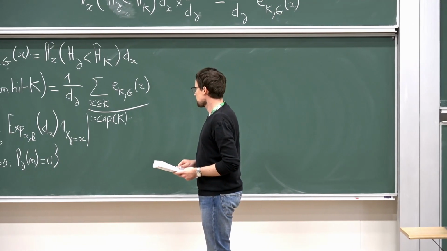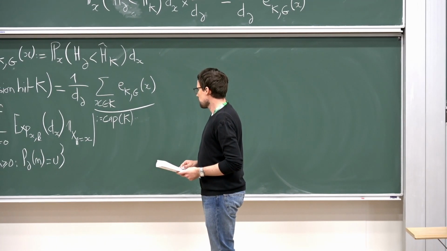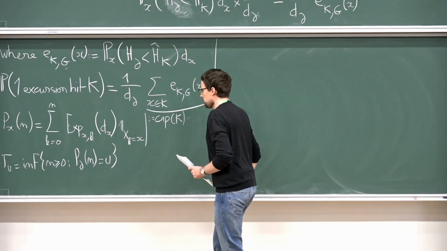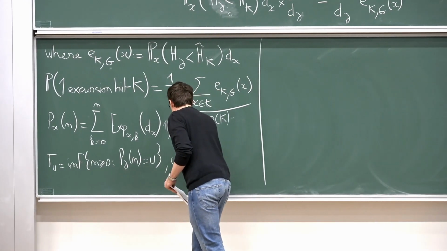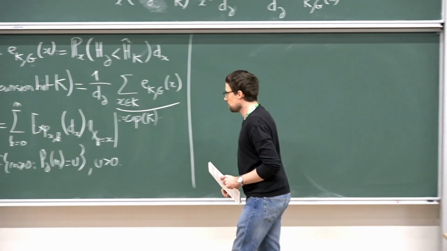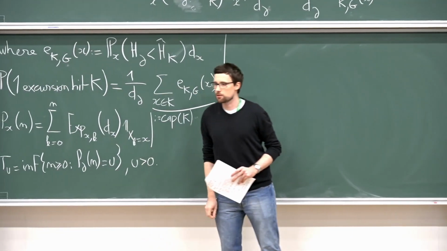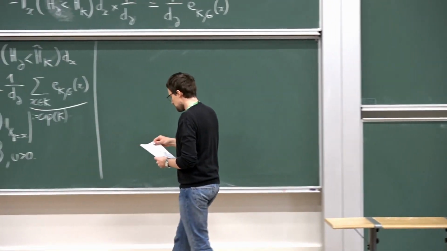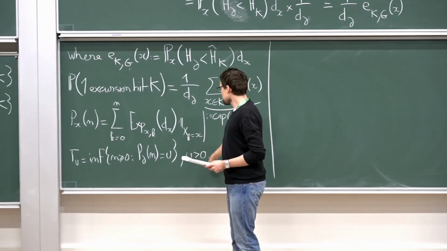Is u an integer? No, u is any positive number, since I have exponential variables, it can take any value. Okay, so this is my new time parameterization.